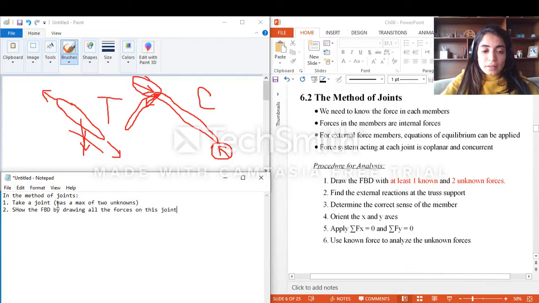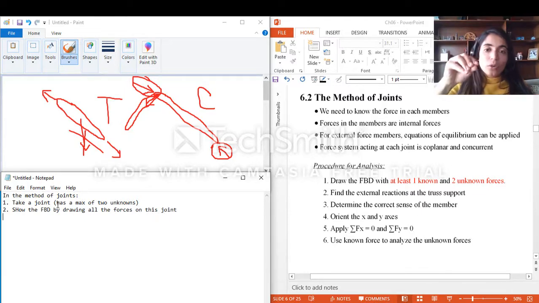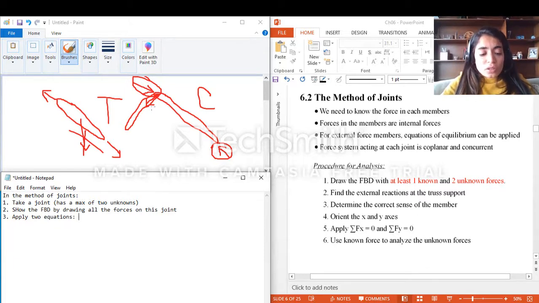And what is surprising here, guys, is that if I take this joint and draw all the external forces, in this case the internal forces of the members, like this internal force here, will be external for that joint. And this is how I can solve for these internal forces. 3, apply 2 equations, and that's why the truss is very easy, because I only have 2 equations: the sum of Fx is equal to 0 and the sum of Fy is equal to 0.